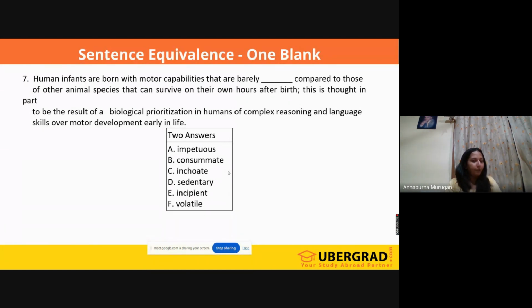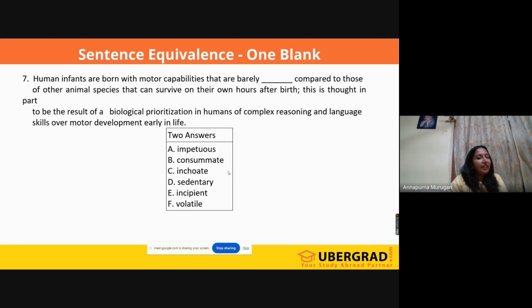Here, what do we have? We see that human infants are born with motor capabilities that are barely dash. We don't know whether it is, but they are using the adjective barely. Barely in the sense, definitely it is not a great word that we'll be having. It is barely dash compared to those of other animal species that can survive on their own, so hours after their birth. That means what?